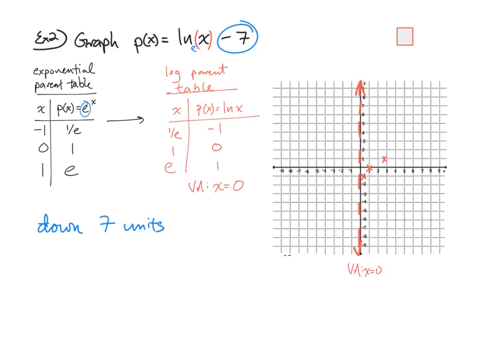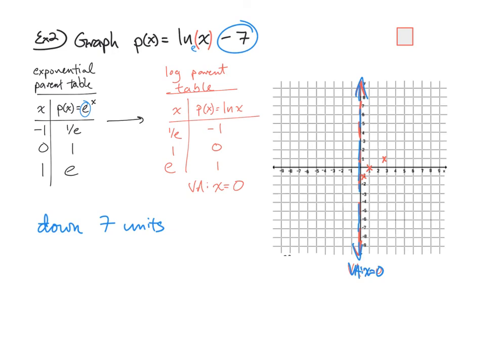All right, so let's talk about the vertical asymptote first. We have a vertical line. If you move it up or down, it doesn't matter. It's still going to be the same vertical asymptote. So let's get the new vertical asymptote graphed in here. Again, it's going to be vertical asymptote x equal to 0.